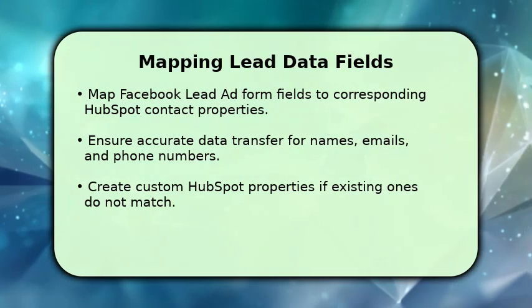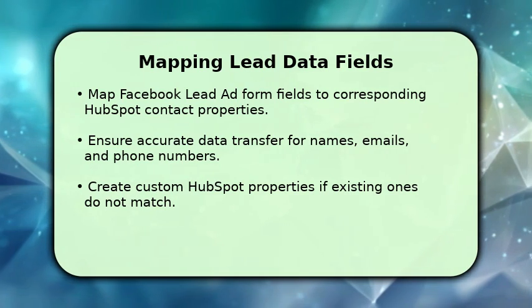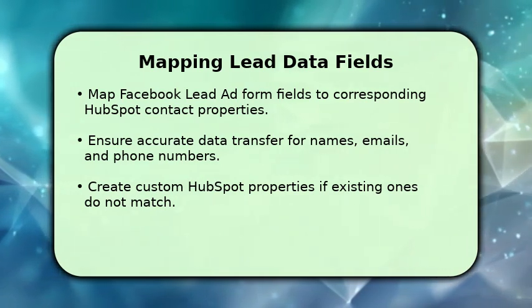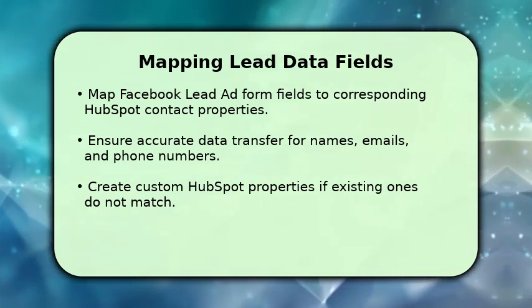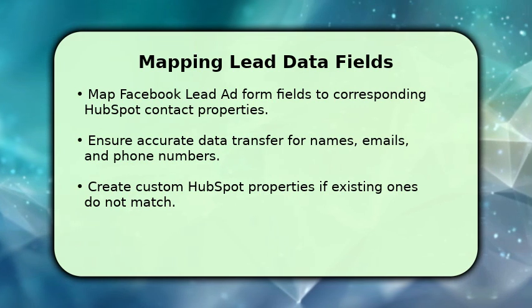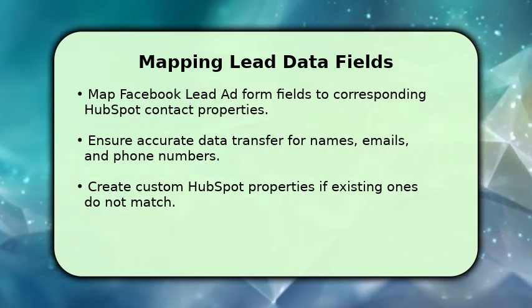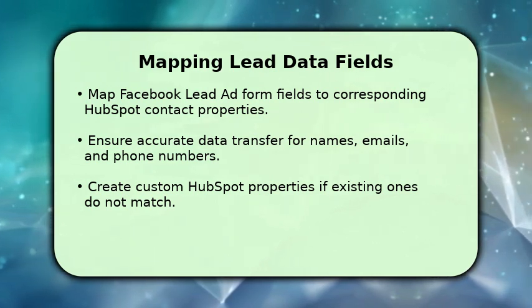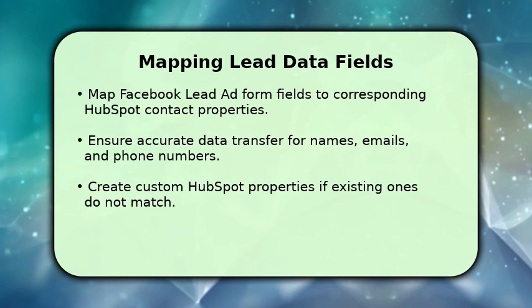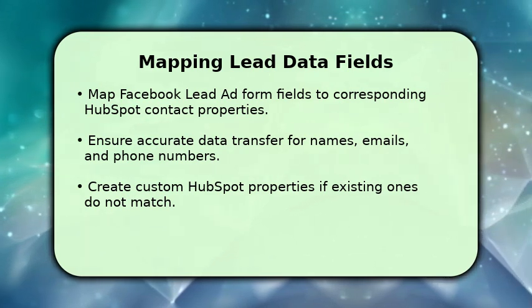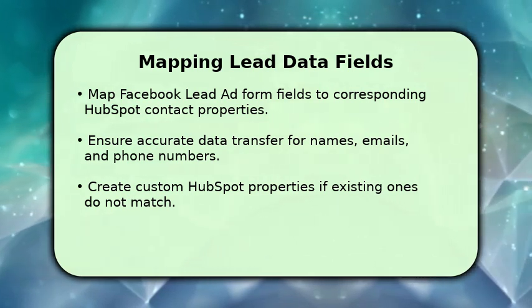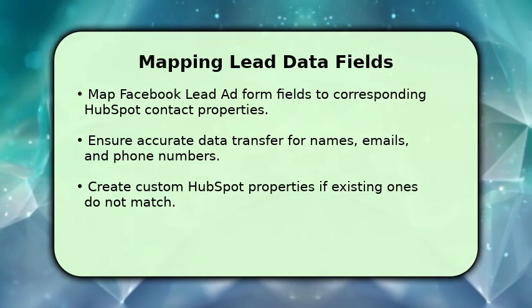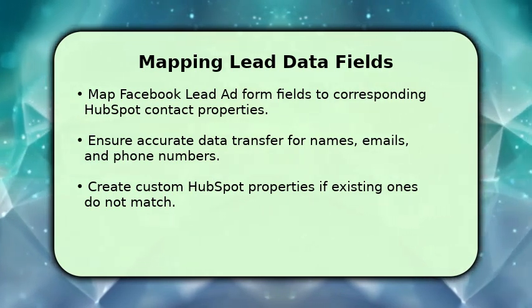Once connected, the next vital step is mapping your lead data fields. This ensures information like names, emails, and phone numbers from your Facebook forms correctly populate the right fields in HubSpot. You can map standard fields or create custom properties in HubSpot for unique data points. Take your time to accurately align each field. This precision is key for effective segmentation and personalized follow-up strategies.